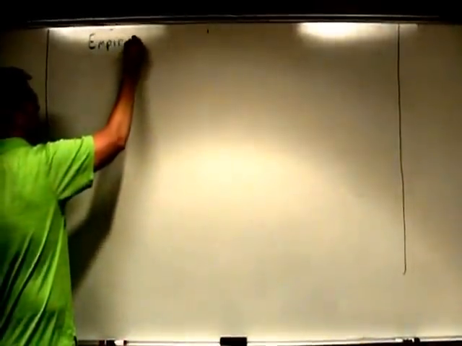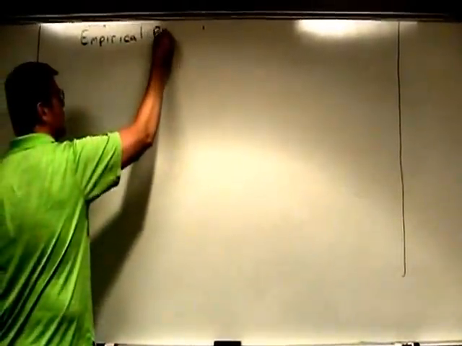So, the next thing that we can get a little bit more specific about a normal distribution with is something called the empirical rule. And again, we'll do this visually here.